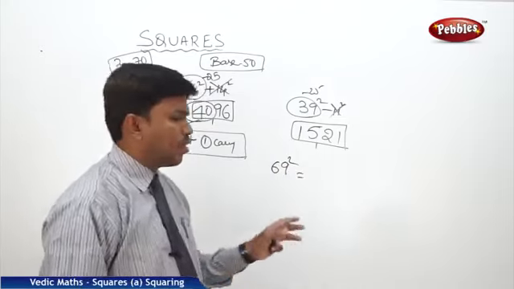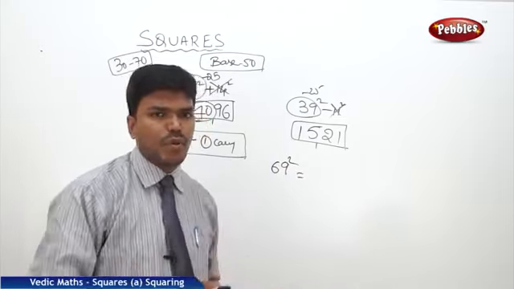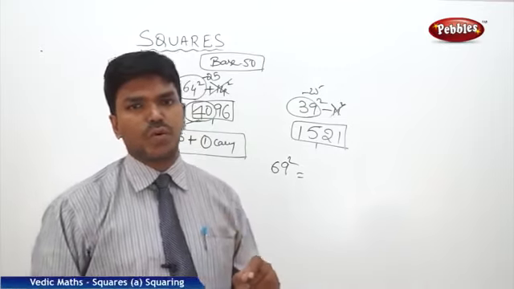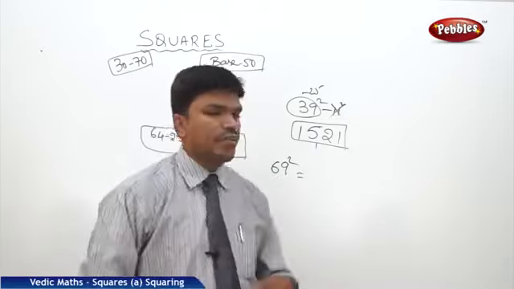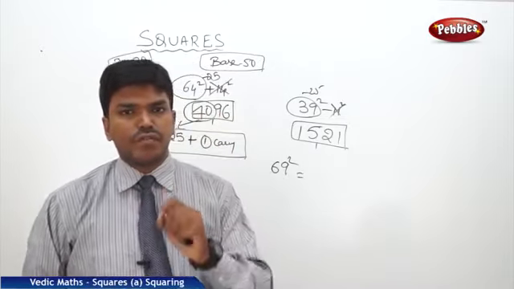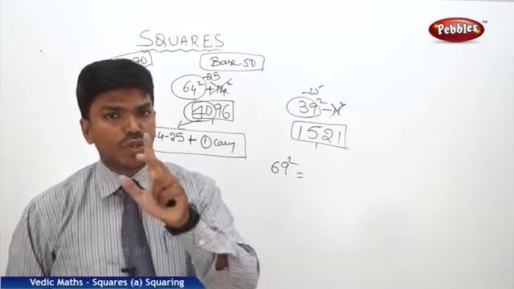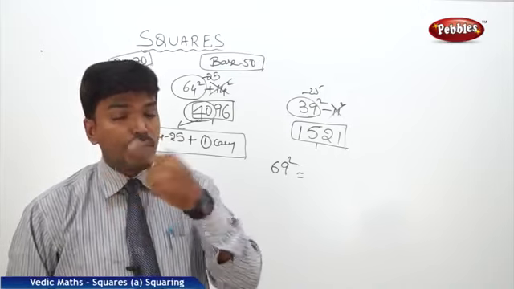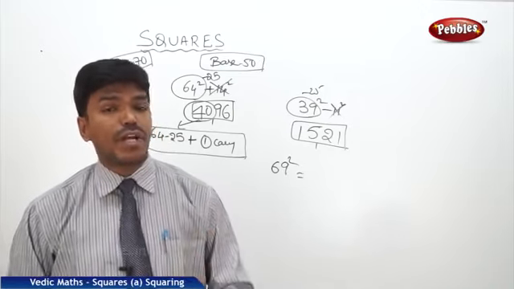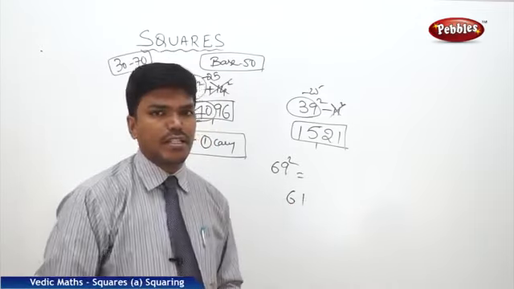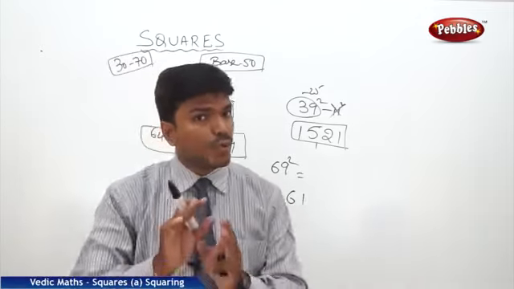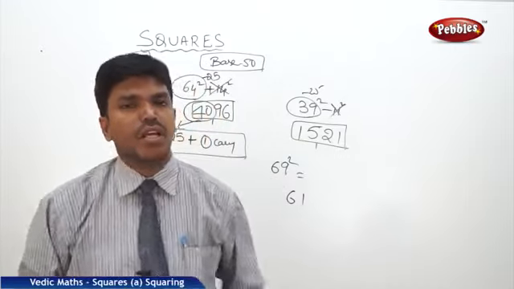Similarly, suppose I need 69 square. This time I don't write anything on the board. I will directly put the answer on the board, just by mind calculation. 69, compared with base 50, is it more or less? More. So you need to add, remember it is plus. How much more? 19. What is 19 square? 361. So I am writing 61 and carrying 3 in the mind. Put 3 in the mind for some time.